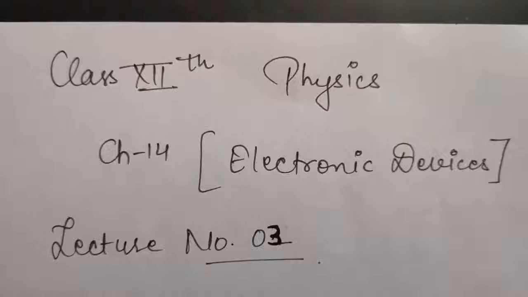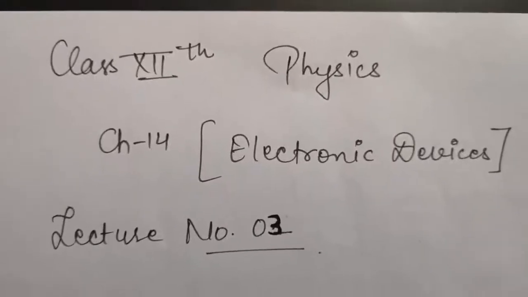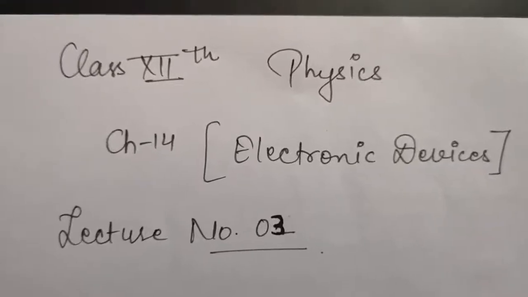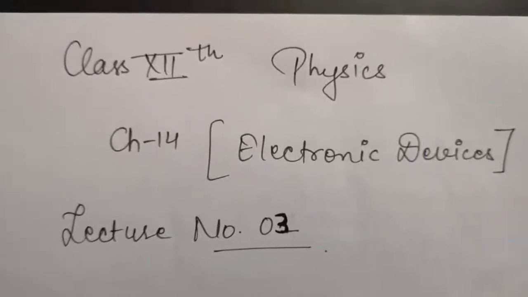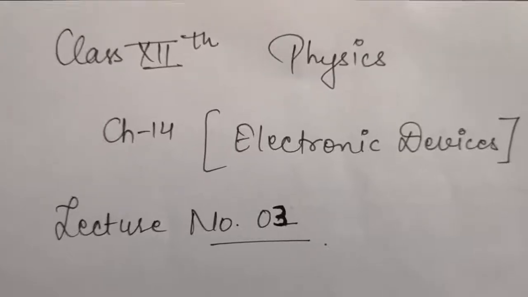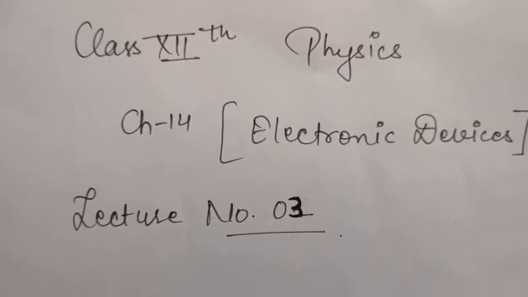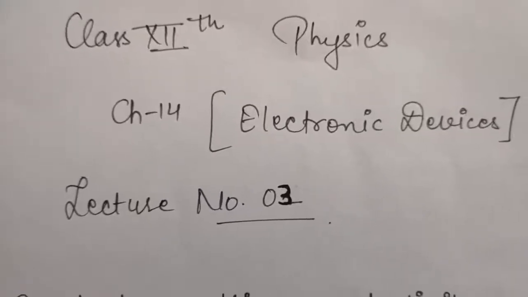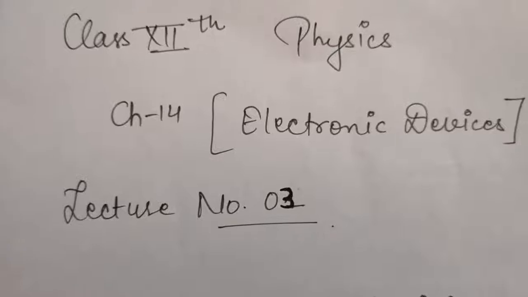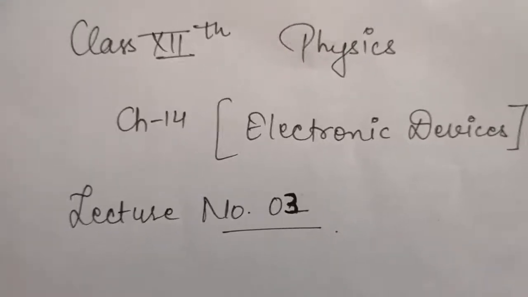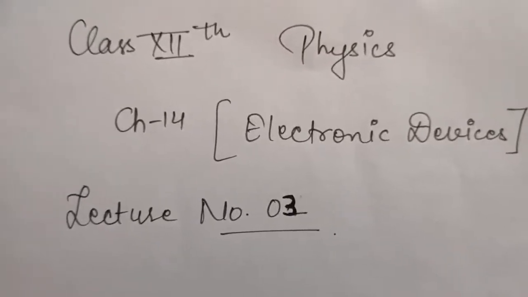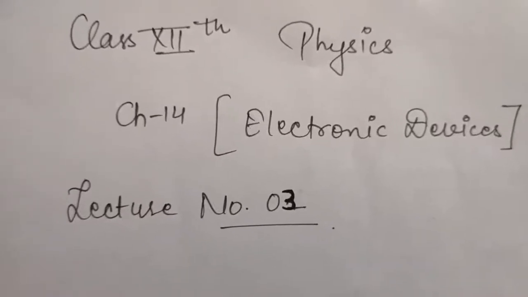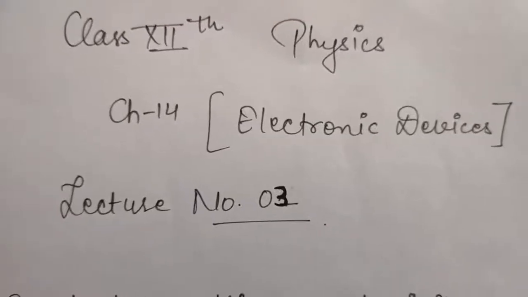So this is your subject physics, chapter number 14, that is electronic devices, and this is lecture number 3 of chapter number 14. So in lecture number 2 you studied about extrinsic semiconductors, which are impure, and then you came to know about two types of extrinsic semiconductors, out of which we have studied N-type semiconductors in detail. So today we will be starting with P-type semiconductors, and as we studied N-type semiconductors in 4-5 points, similarly we will be studying about P-type semiconductors.